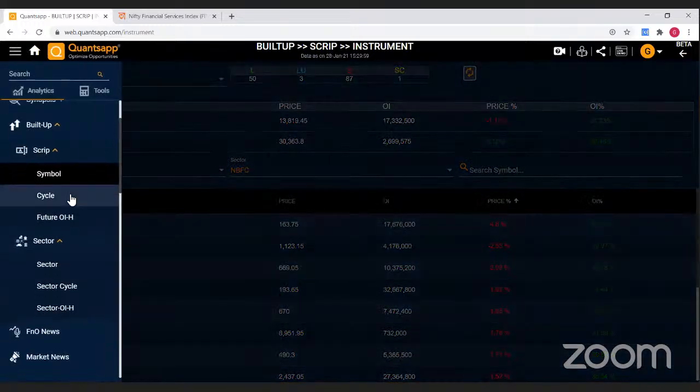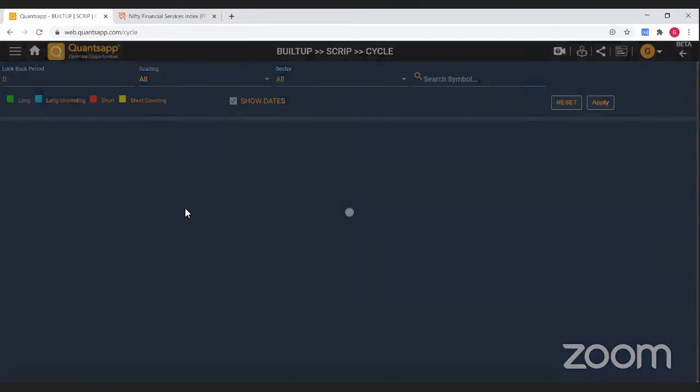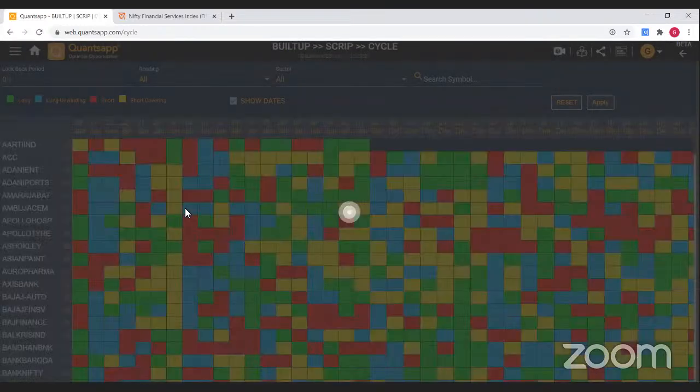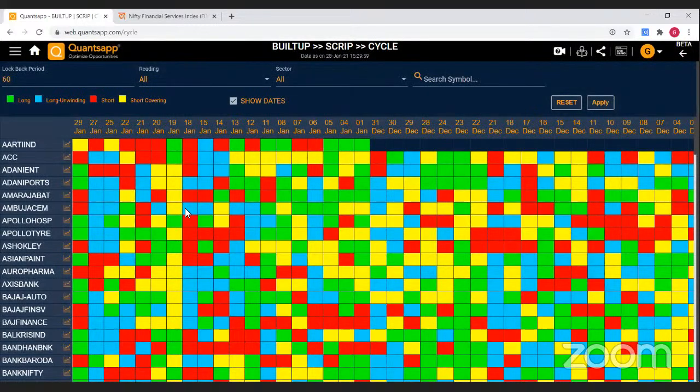Now we're going to jump to the cycle. And what is cycle? Cycle is something where I'm looking at how the build-up was in one whole round. And that round, max we are taking 60 days. So rather than looking at one particular day of build-up, I would be more interested in looking at the last 20 days, meaning how the build-up was across a month of trading sessions, or maybe 2 or 3 months. Max I can see the build-up for 60 days.